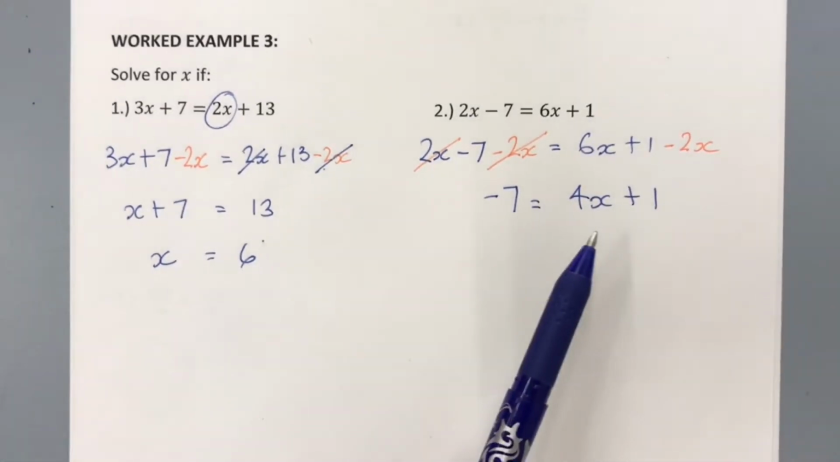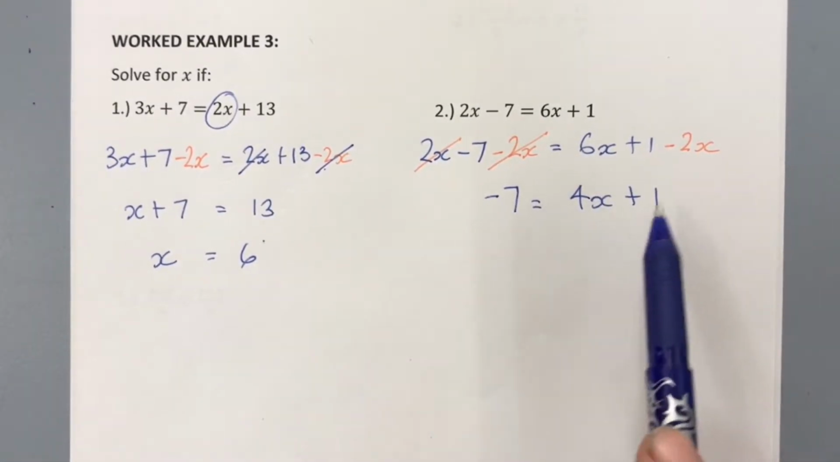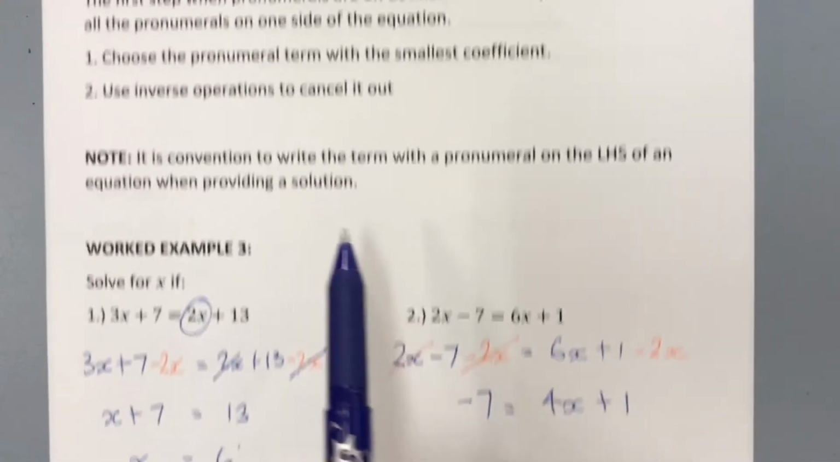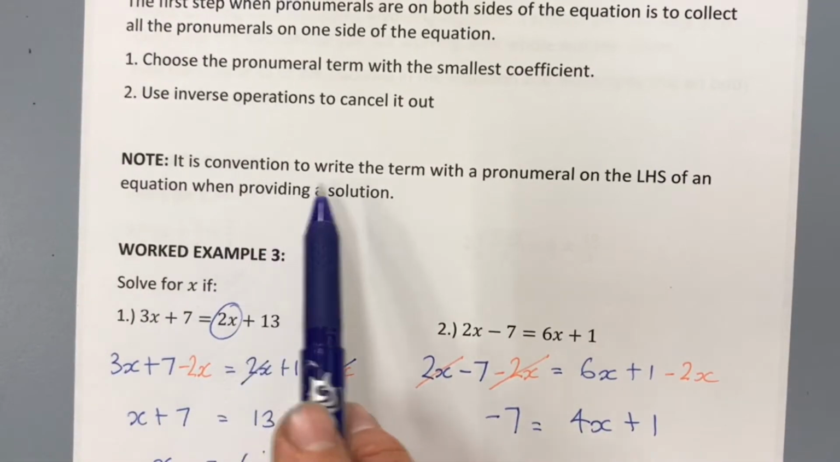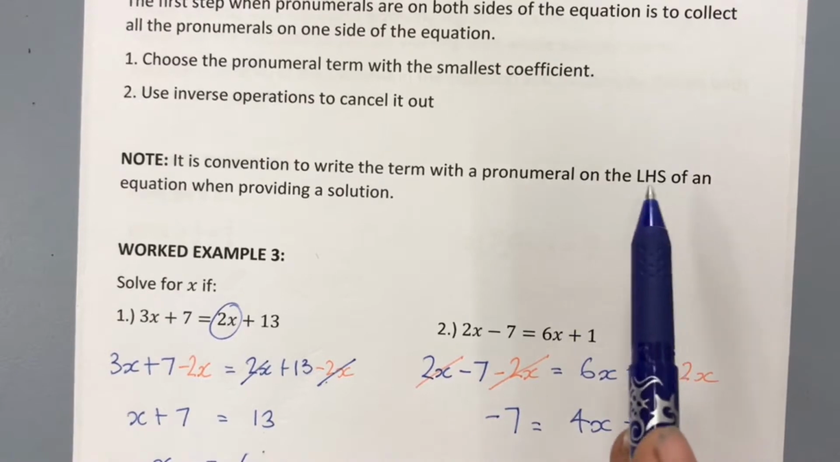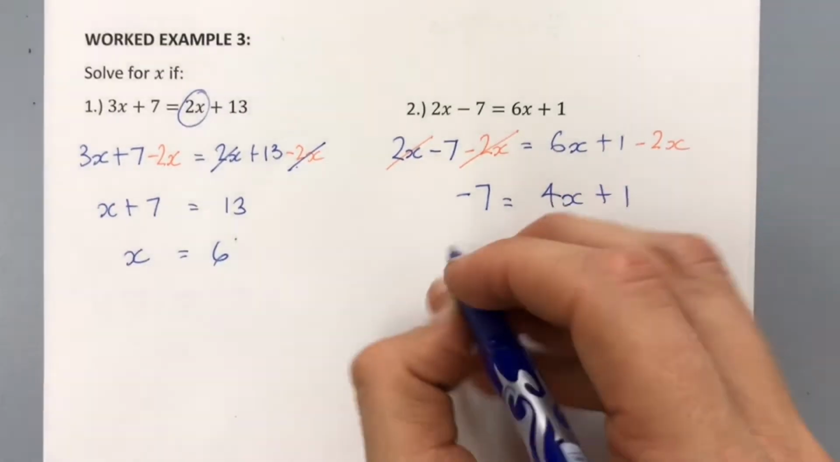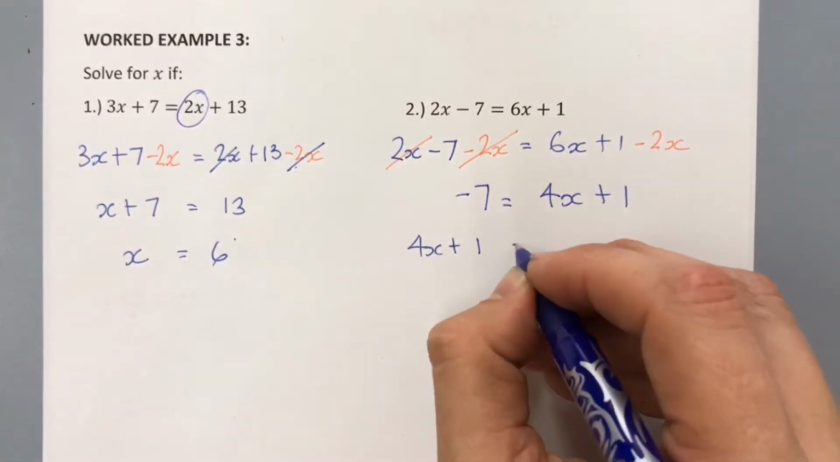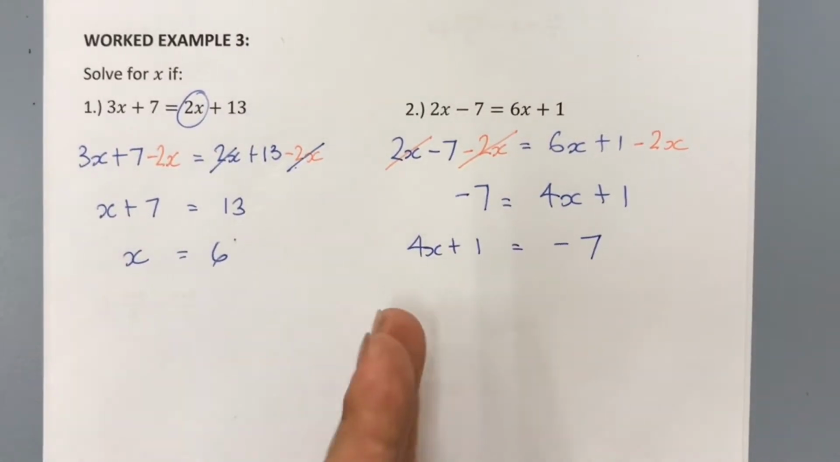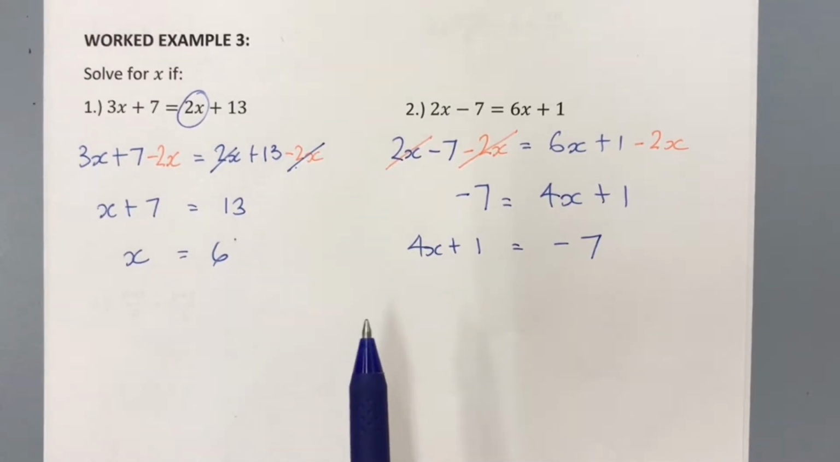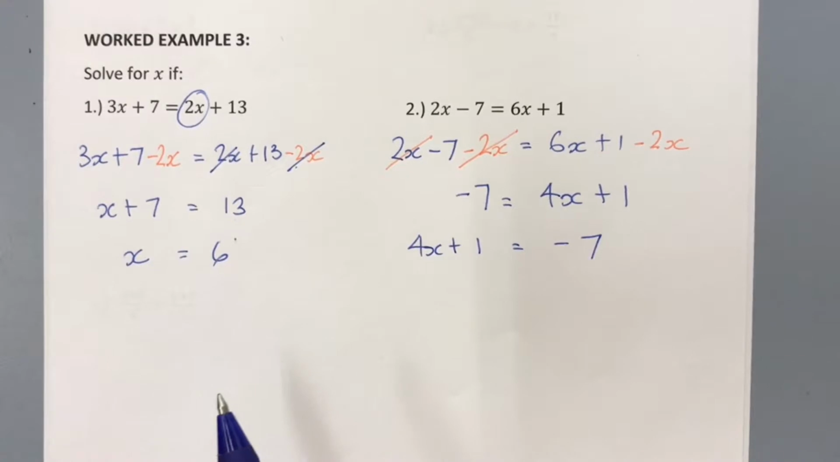Now, when we get to our answer, at the moment we've got our x term on the right-hand side, but our note up the top says that it's our convention to write our pronumeral term on the left-hand side. So you can wait until the end, or you can flip these things around now, and you can say that 4x plus 1 is equal to minus 7, just so that for that convention, you've got your x term on the left-hand side, okay? Because these things are equal, it doesn't matter which way around they are written. You can swap and change these things as much as you want because it's still equal to the same thing, okay?